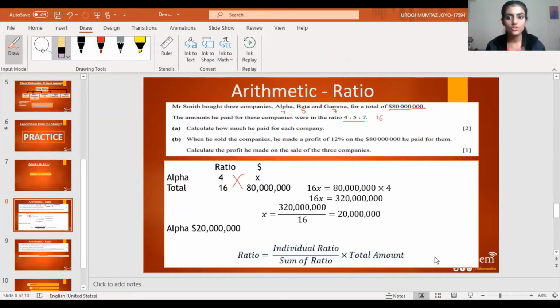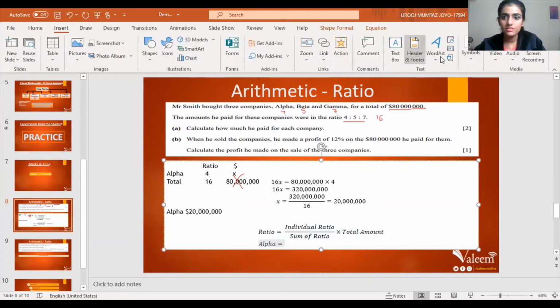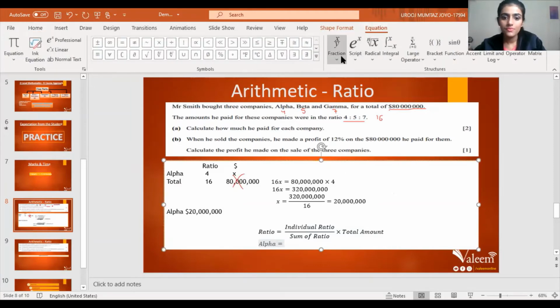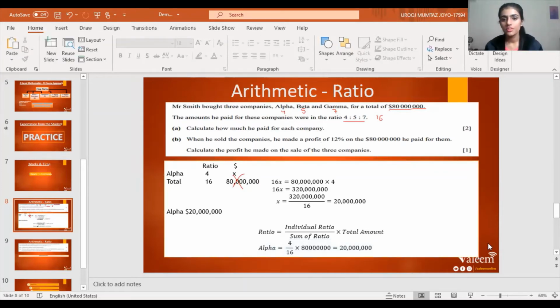If we calculate alpha's cost using this formula, we'll get the same answer. You can see that. Alpha equals individual ratio 4 upon the sum of ratio 16 multiplied by the total amount, which is 80 million. Calculate this and you get the same answer. You see that? That's how the formula is made.